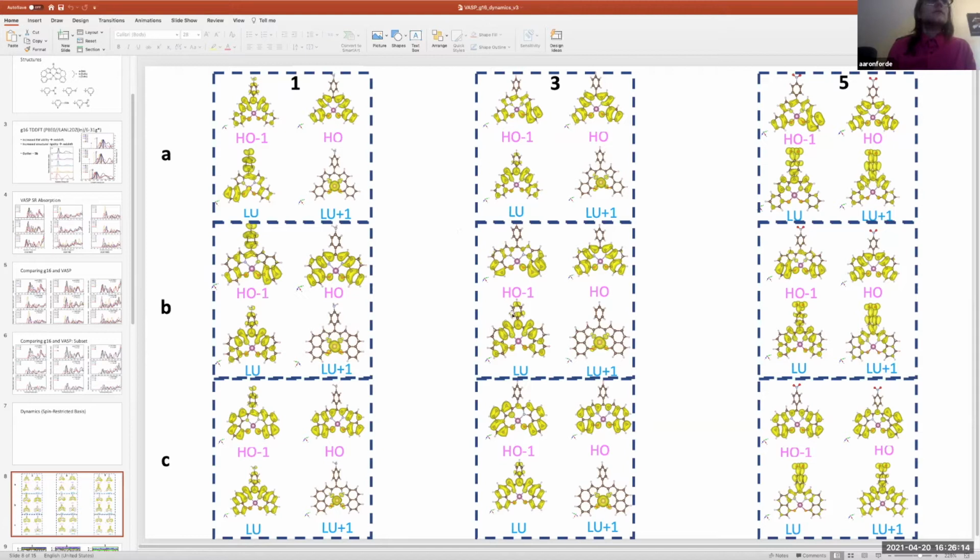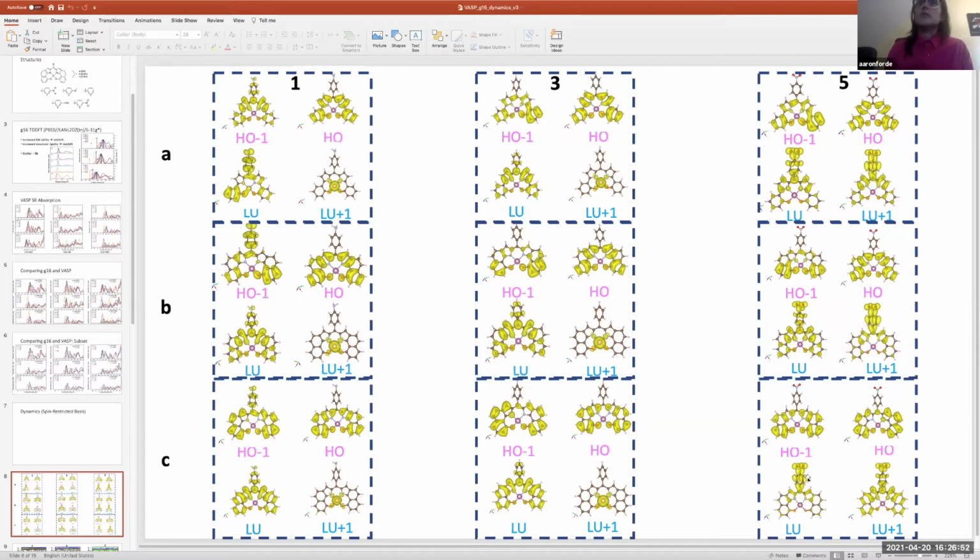And the consistent things to observe from the orbitals is that the HOMO-1, HOMO, and LUMO+1 orbitals are very similar for the 1 and 3 compounds, so with the amine and styrene attached. But the orbital structure starts to change with the NO2 group functionalizing.